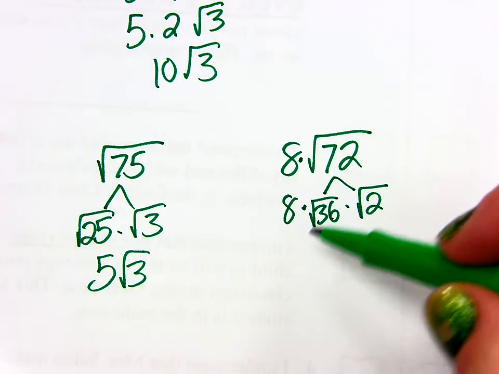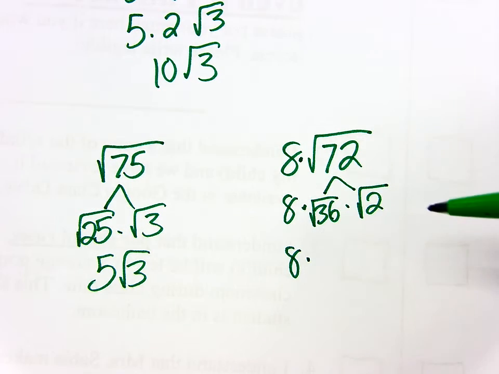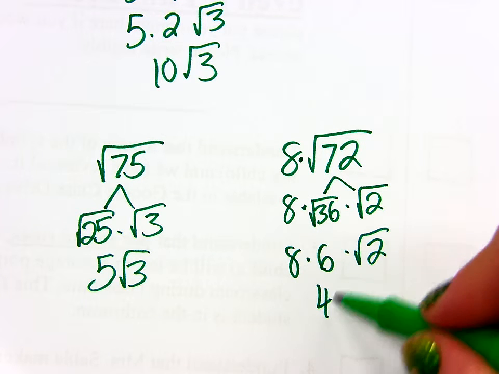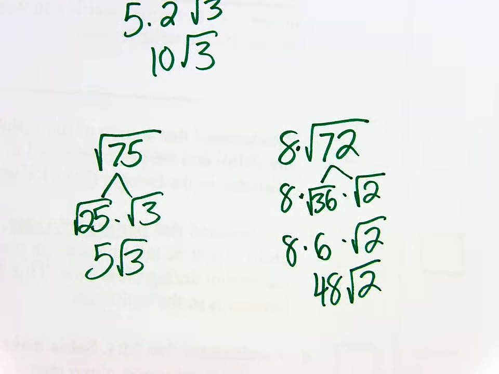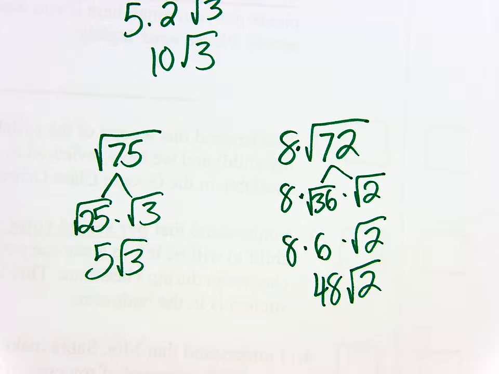And now, just watch how my numbers work. 8 is still 8, but the square root of 36 is just 6 times square root of 2. So my final answer is 48 root 2. So if you have a number out in front, I mean, don't get all worked up about it. You just multiply the numbers together in the end.